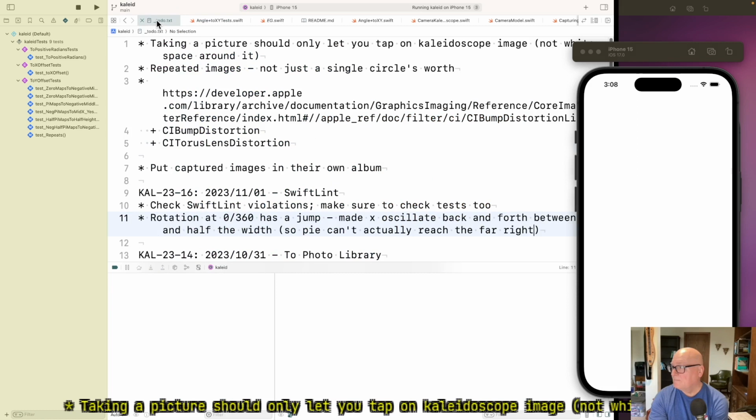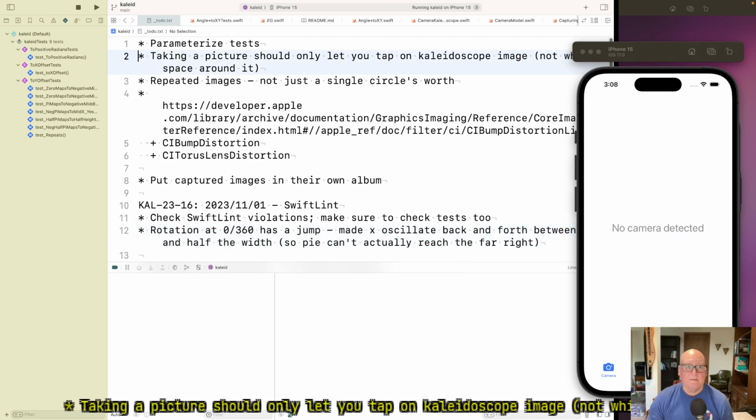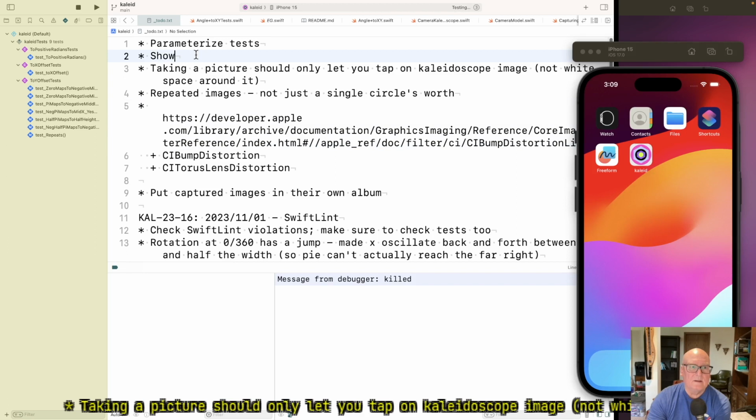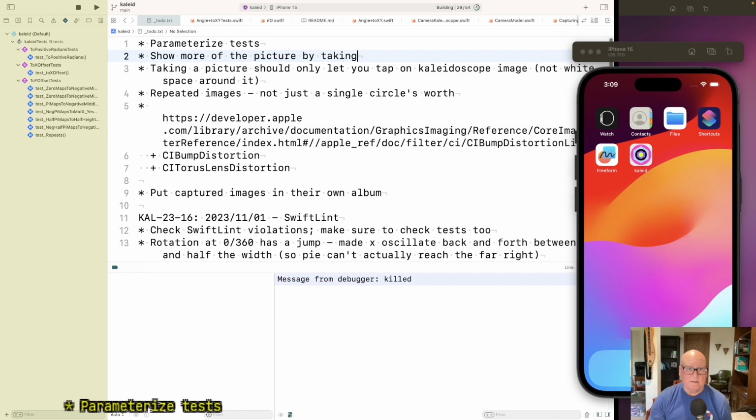I guess that's not really what we're doing. We're parameterizing tests. And then we're going to restrict, show. Did I run it instead of testing it? Show more of the picture by taking the pie width into account.